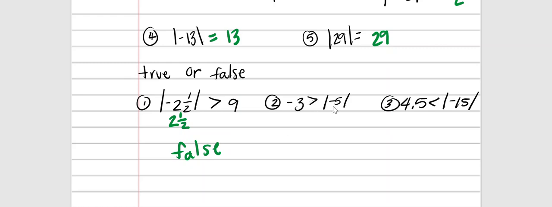-3 compared to the absolute value of -5. Solve your absolute value first. The absolute value of -5 is 5. Now compare. -3 is greater than 5. That is false. Pause the video and try number 3.